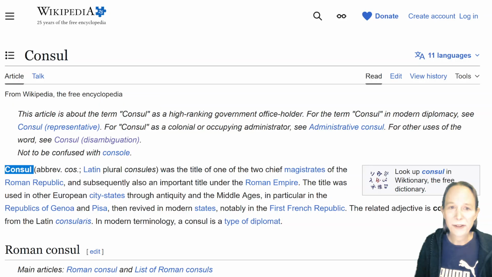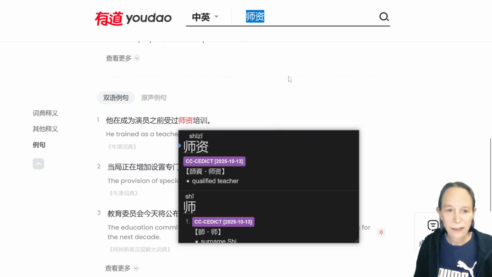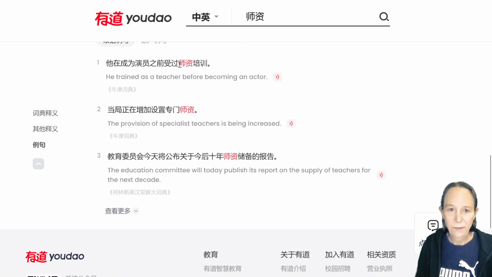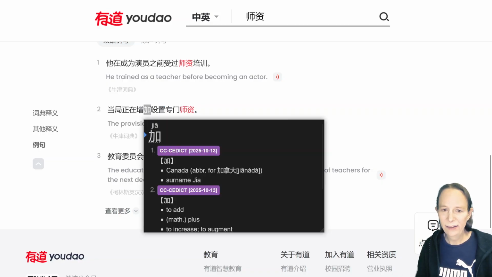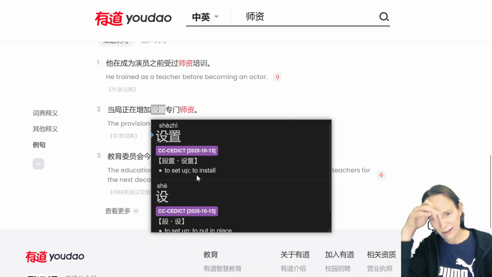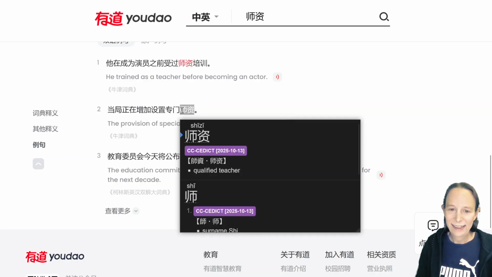All right, I've got too many windows open. Close a few of them. 受过师资培训. So this is teaching qualifications. 当局正在增加设置专门师资. Increasing equipment 设置. No, it's not. What is it? Increasingly installing specialist qualified teachers.